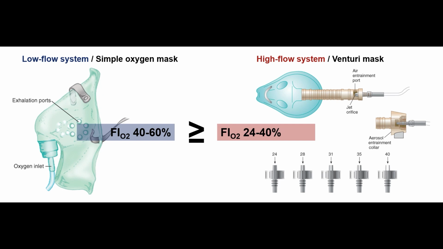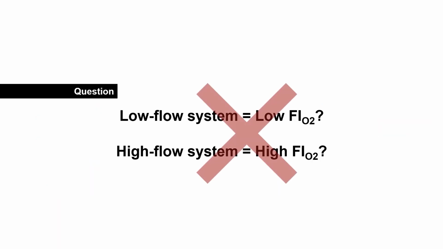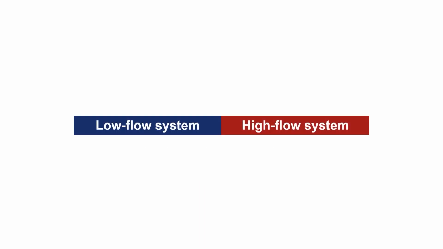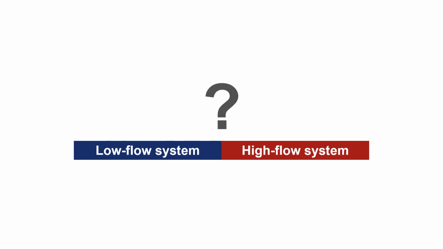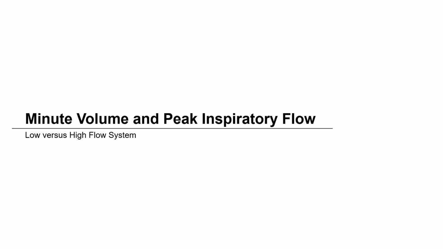This means that the simple oxygen mask, a low-flow system, can provide a higher FiO2 than the Venturi mask, a high-flow system. Therefore, it is not correct to say that low-flow systems provide low FiO2, and high-flow systems provide high FiO2. So, what's the difference between low-flow and high-flow systems? To distinguish between them, it is necessary to understand minute volume and peak inspiratory flow.